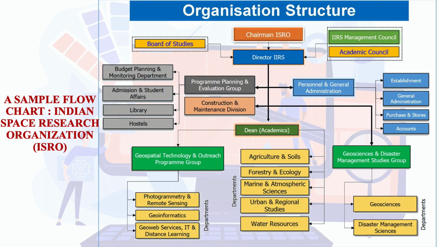which is taken from the Indian Space Research Organization, ISRO. As per this organization structure, the chairman of ISRO is the topmost in the hierarchy. Under the chairman, there is the director, who is responsible for handling all the schools and the divisions and section heads. Under him, there are deans, who handle the academic parts, and the remaining units and divisions. What you can see on the screen follows the hierarchy approach.